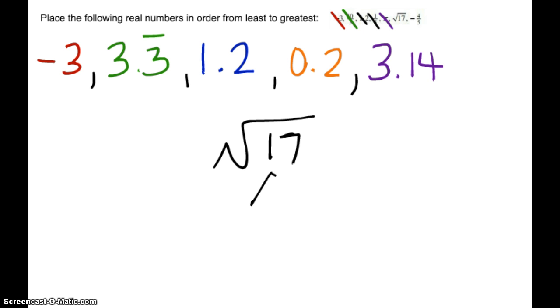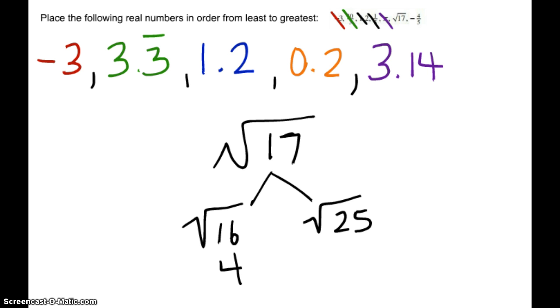Now we have the square root of 17. You can either put it in your calculator, or it's so easy to estimate these. The square root of 17 falls between what two perfect squares? It falls between the square root of 16, which is 4, and the square root of 25, which is 5. We know that 17 is closer to 16, so I'm going to estimate that the square root of 17 is maybe 4 and 1/10. Let's just say 4 and 1/10.